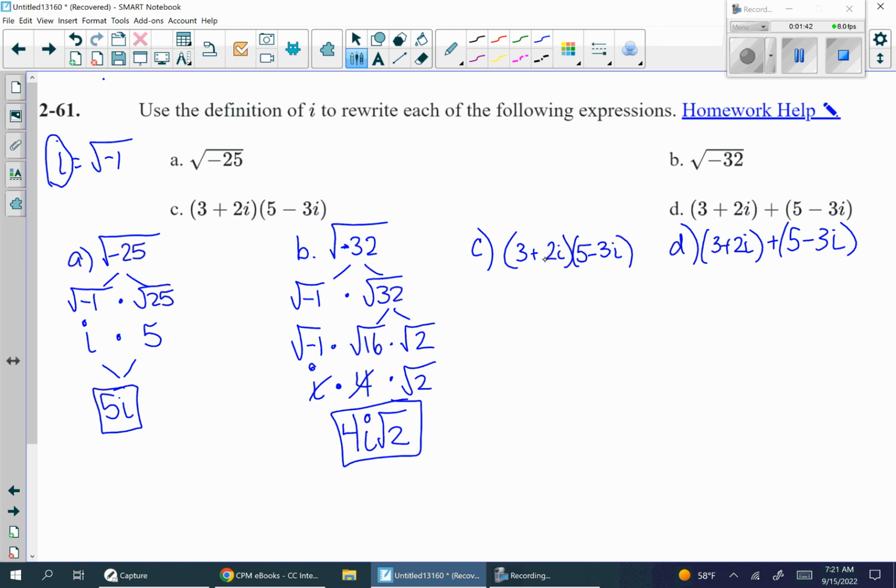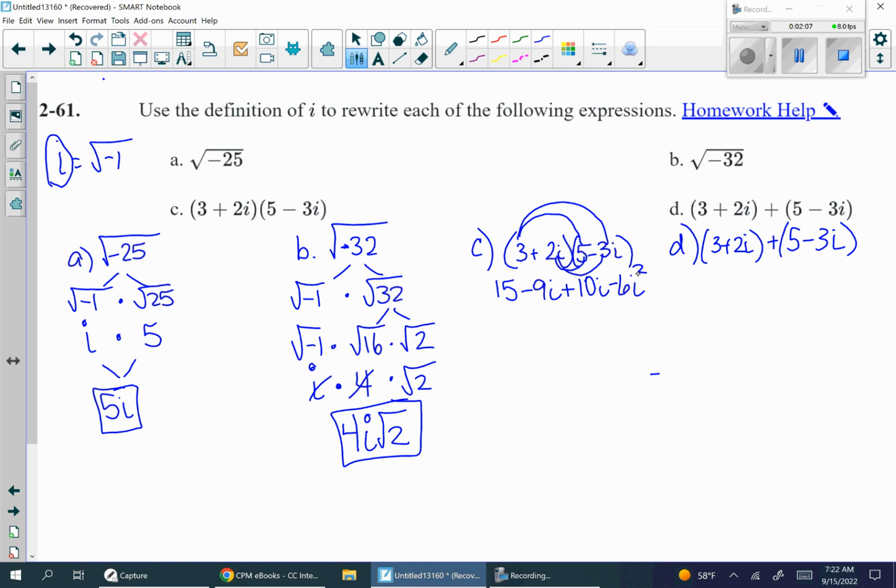Now we're being asked to do something different, a little bit of operations, multiplying with the imaginary number i. We just are going to use the distributive property. So 3 times 5 is 15, because this is multiplication. 3 times -3i is -9i. And then here, 2i times 5 is plus 10i, and 2i times -3i is -6i squared.